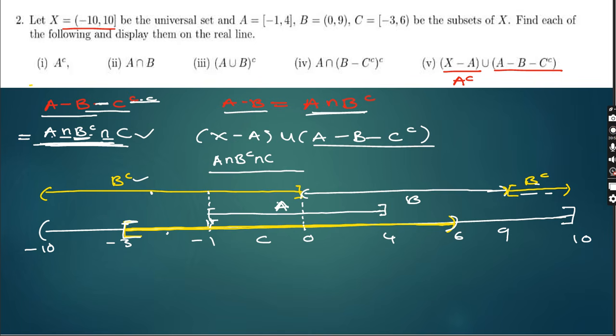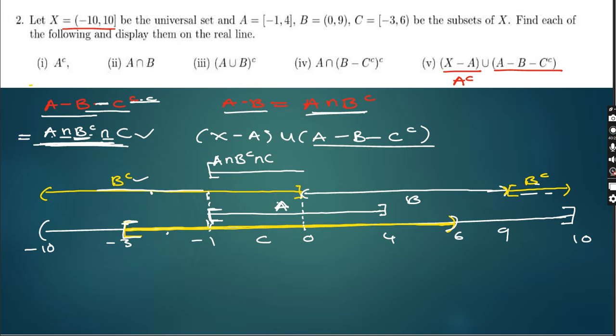What about A? Is negative 1 part of A? Yes, because of the bracket here, which indicates it is part of A. What about B complement? Is it part of B complement? Also yes, because it is in between our B complement here. So the bracket we are going to use for negative 1 is this, because it is in both sets.